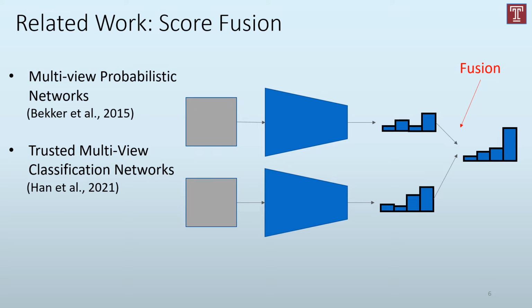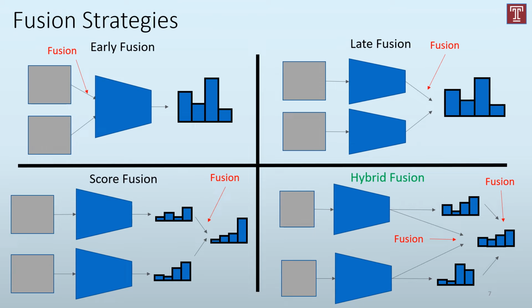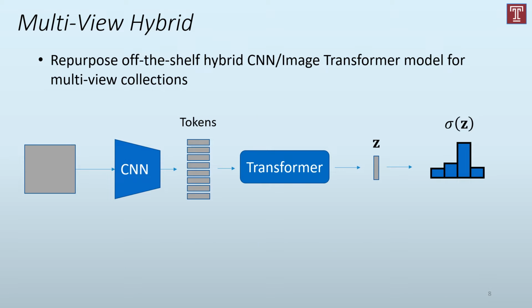That brings us to our method for classifying collections, which uses what we call hybrid fusion, which combines late fusion with score fusion during training. For our method, which we call multiview hybrid, we repurpose an off-the-shelf hybrid CNN image transformer architecture for classifying multiview collections.